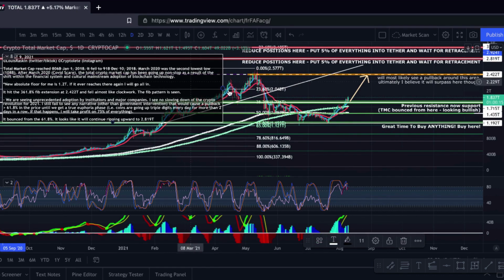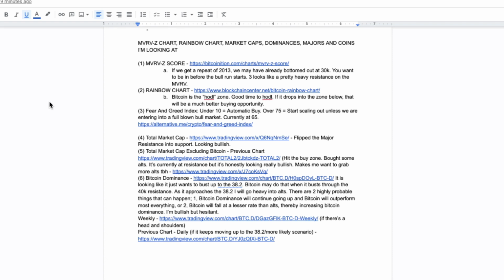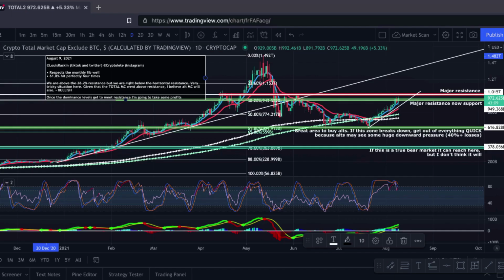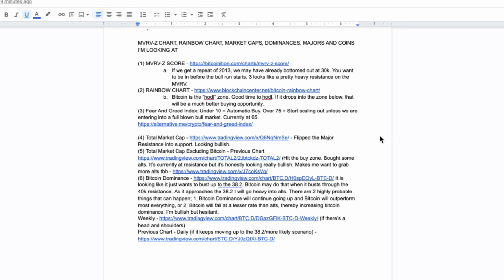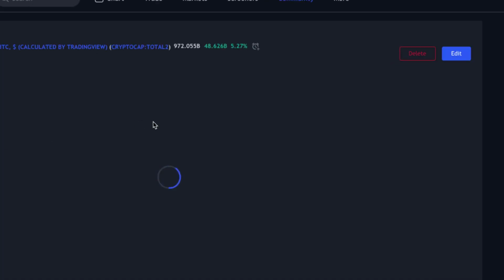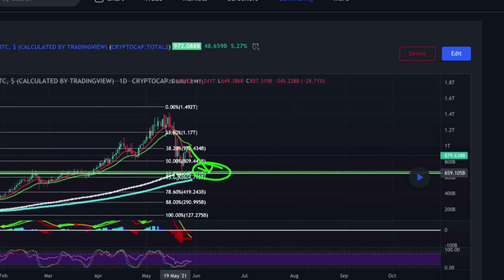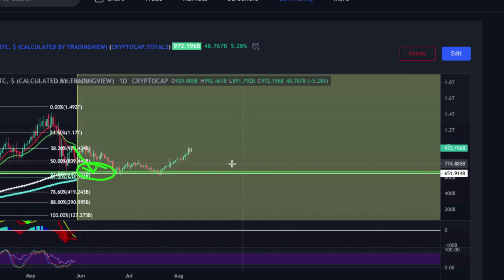Okay, so now we could go into the total market cap excluding Bitcoin, aka the altcoins, right? Last time I had the total market cap excluding Bitcoin right here, and this is what I said. I said that there was the 61.8 right here, lots of support, so go and buy it there. Boom, bought it right here, bought it right there again. And then this was the big resistance, right here. We're right underneath of it. That makes me more bullish.